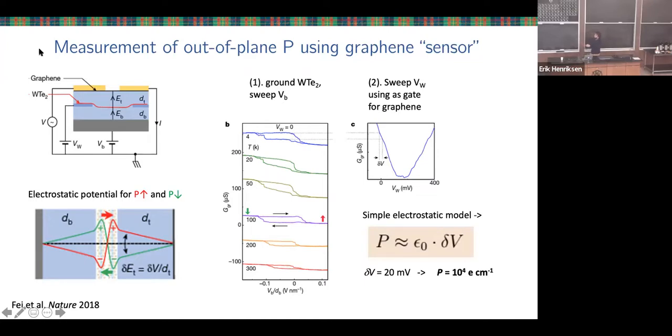The reason why I'm telling you this in detail is that this is quite a complicated experiment, but he can get some quantitative number for what the polarization is in this material by relating this electrostatic model to what he measures in the graphene. Okay, so he has a pseudo-quantitative measurement of what the polarization is in the material. And the number down here is 10 to the 4 electrons per centimeter.